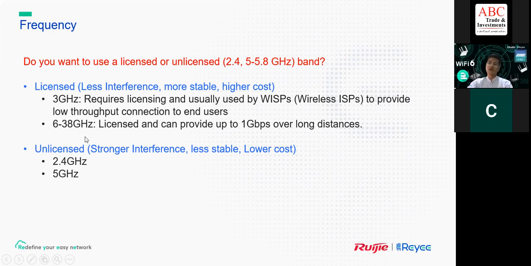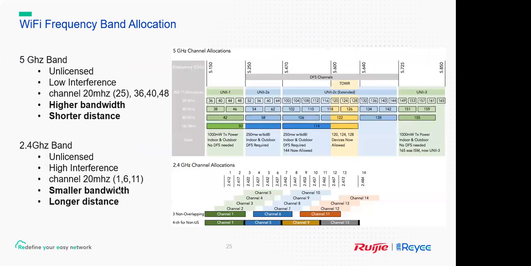For this 638, you can use the license to provide a 1 gigabit Ethernet port, 1 Gbps throughput over long distance. Okay, so we have two options to use. If you use the unlicensed band, you have stronger interference, less stable, but lower cost because there is no need to buy a license.